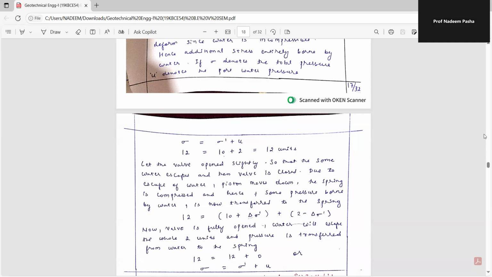Due to the escape of water, the piston moves down. The spring is compressed, and hence some pressure borne by water is now transferred to the spring. That is, 12 is equal to delta sigma dash plus 12 minus delta sigma dash. Now the valve is fully open. Water will escape and the pressure is transferred from water to spring. Sigma equal to sigma dash plus U.